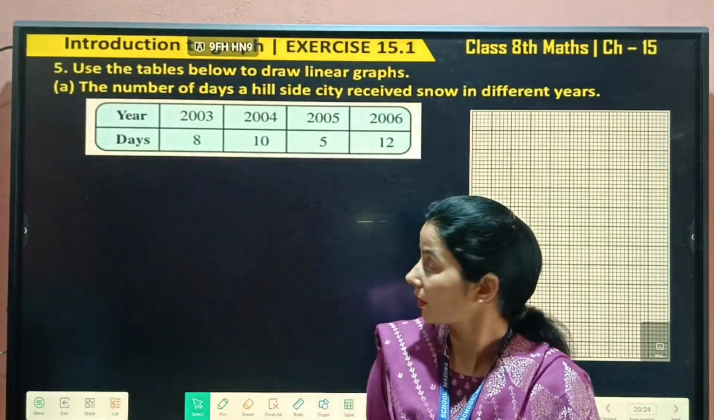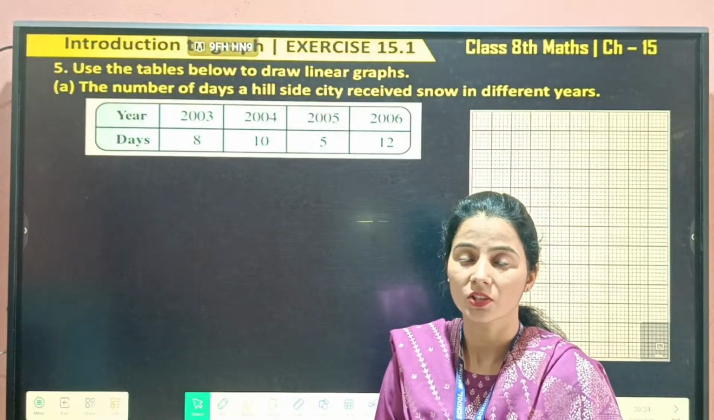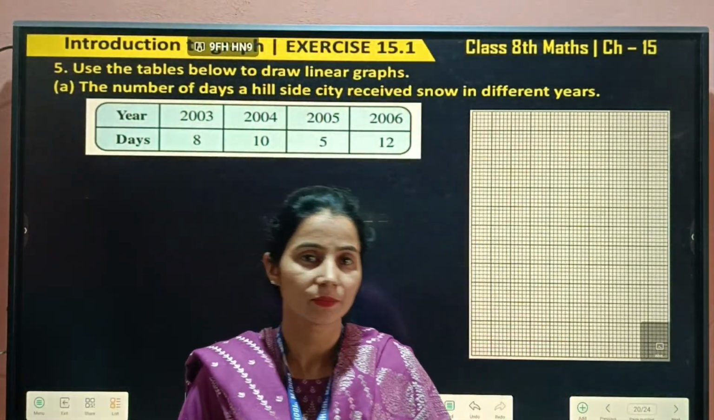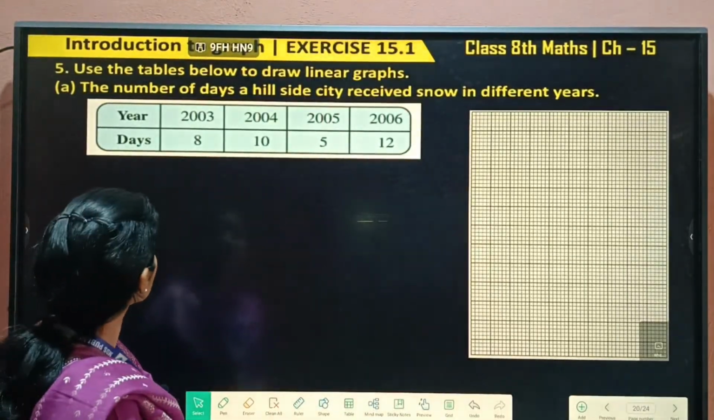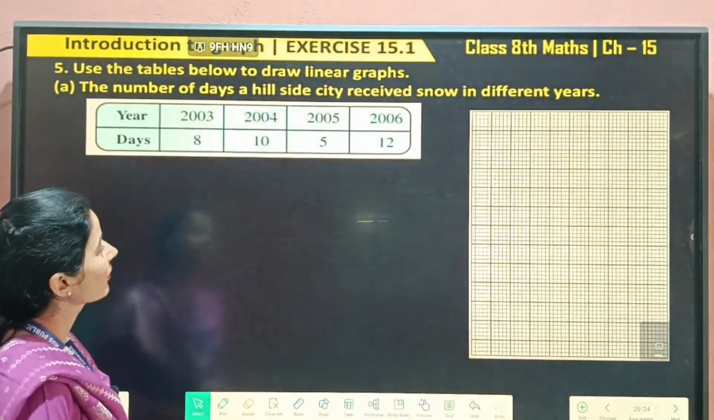This is class 8th, chapter 15, Introduction to Graph. The last 4 questions we discussed in the last video. Today we will discuss question number 5. Let us see what question number 5 is.